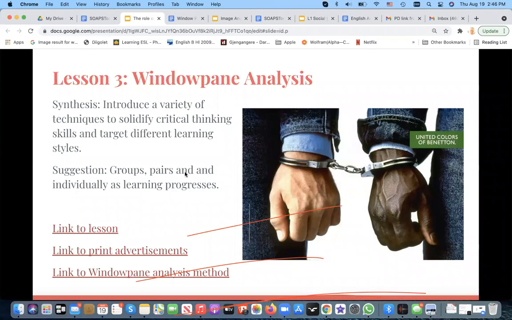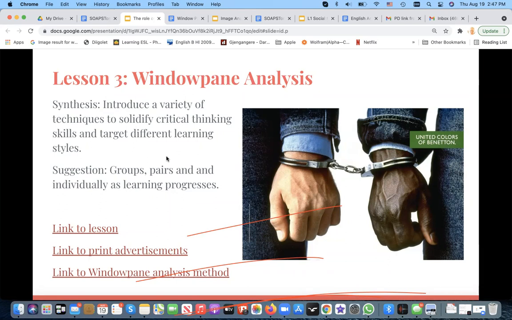So I would use the window pane technique maybe on this advertisement here, to get them thinking critically about what it is they're learning, but how they are influenced by this advertisement, really think about it. So I'm keeping track of time here. Good. Because I don't want to go over.